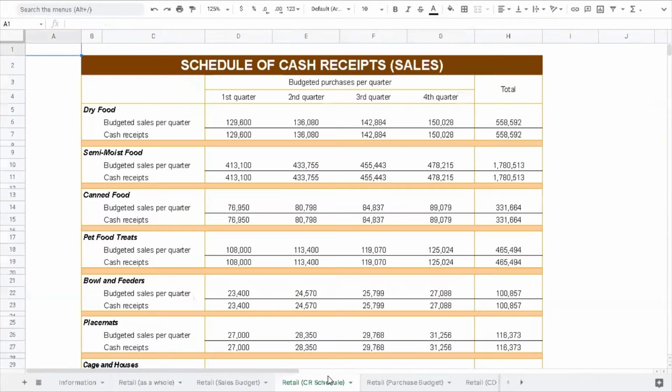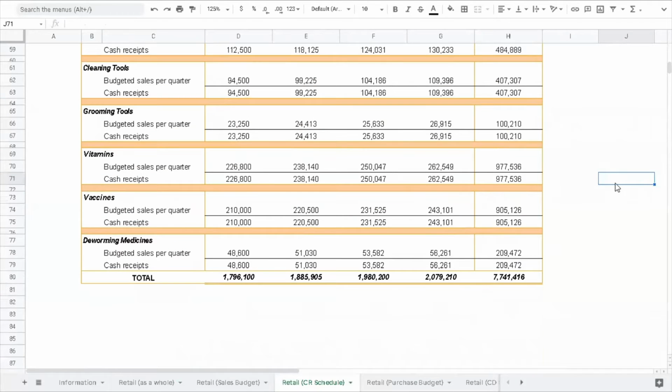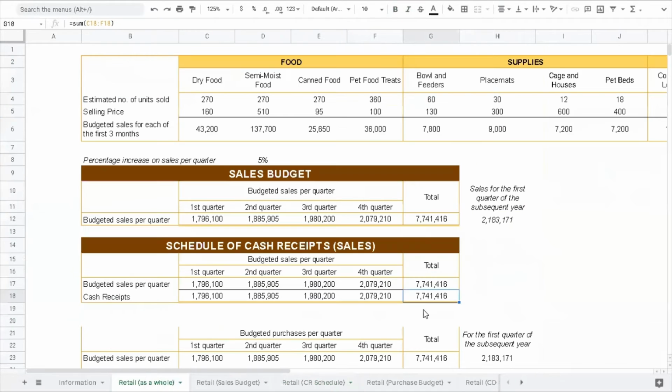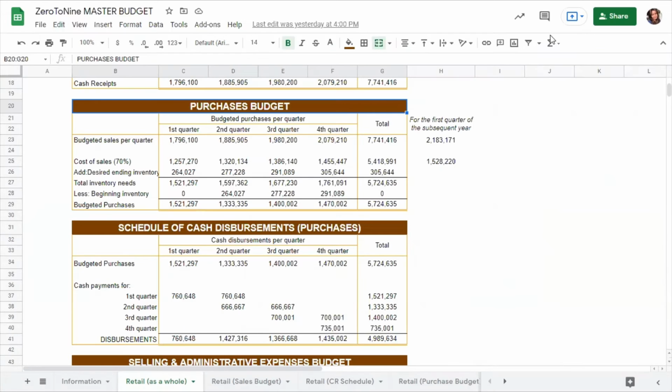As per the per product presentation, for the dry food, as you can see for the first quarter, the budgeted sales and the cash receipts are the same. And here, this amount should also be the same with what is presented earlier. Our next schedule in our master budget is the purchases budget. So this is our purchases budget for our retail operations.